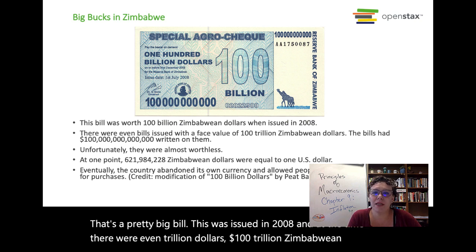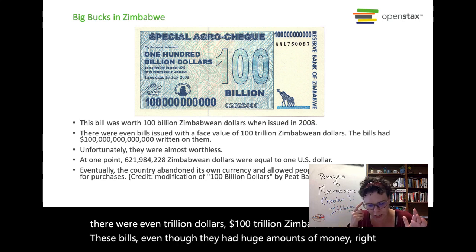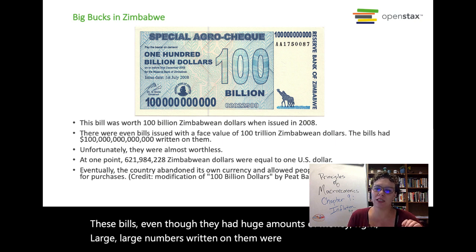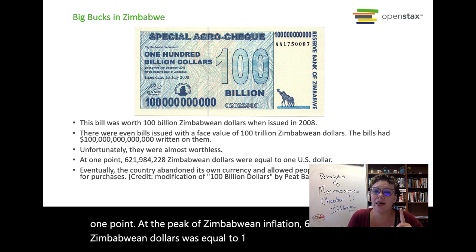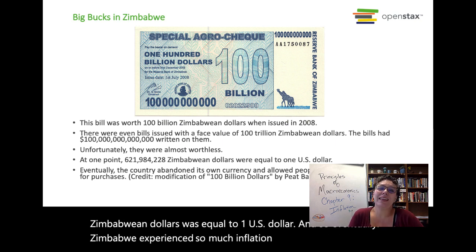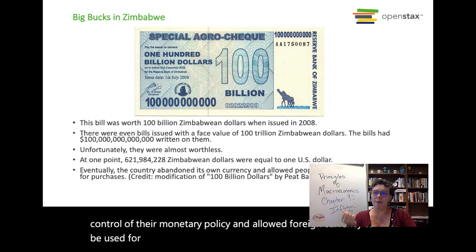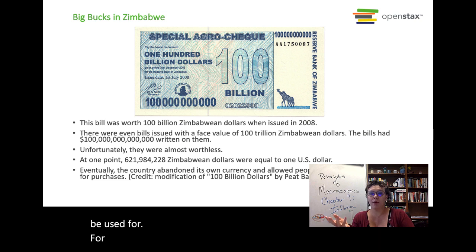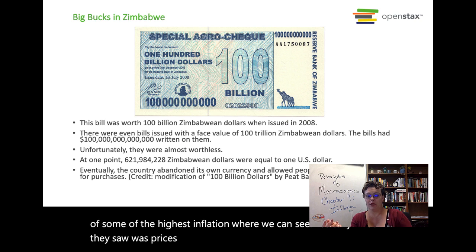Zimbabwean bills. These bills, even though they had huge amounts of money, right, large numbers written on them, were essentially useless. At one point, at the peak of Zimbabwean inflation, 621 billion Zimbabwean dollars was equal to $1 US. And so eventually, Zimbabwe experienced so much inflation that they gave up control of their monetary policy and allowed foreign currency to be used for purchases and for exchange in their country. So that's a case of some of the highest inflation rate we can see. Basically what they saw was prices doubling overnight.